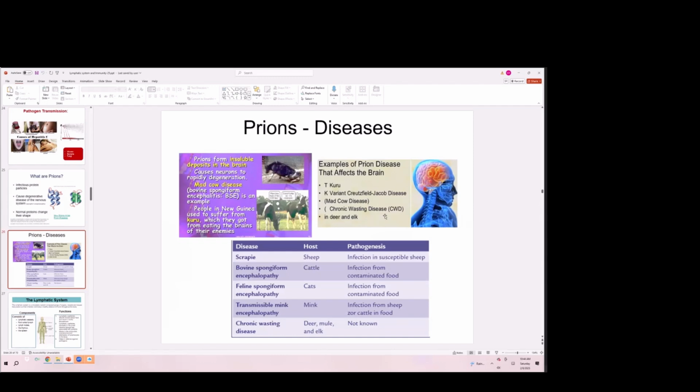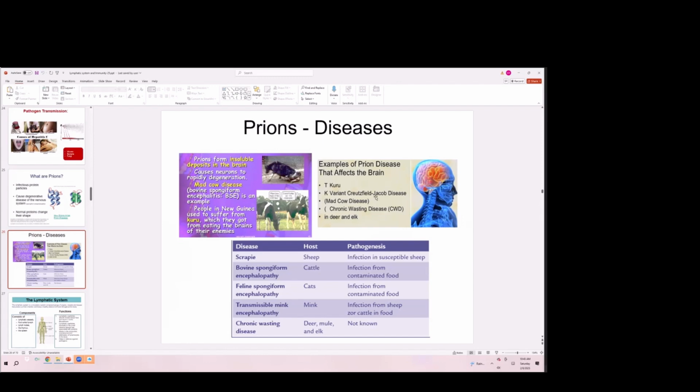There's a group of... if you eat the brains of other animals, some people look at it as a delicacy, and they even eat it raw. If the animal is infected, you have a good chance of getting it. And when it goes into your brain, it causes these issues.